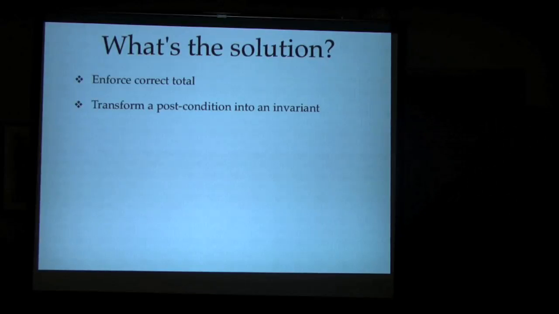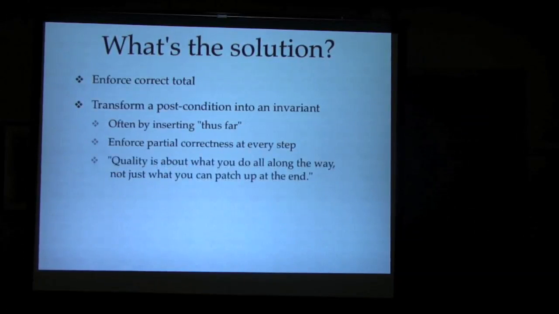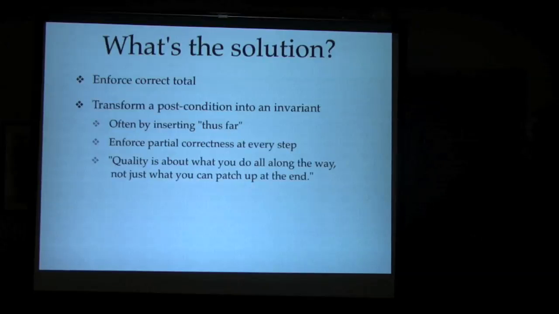Well, the proof of correctness guys have been telling us for years that a good heuristic is: transform a postcondition into an invariant. That is, if you want something true at the end, make sure it's partially true all the way through. And you enforce that partial correctness at every step, because quality is about what you do all along the way, not what you conclude when you get through.